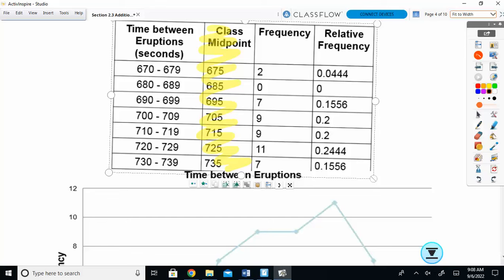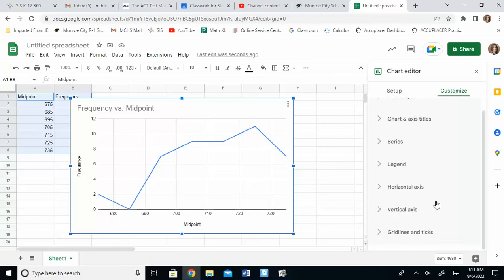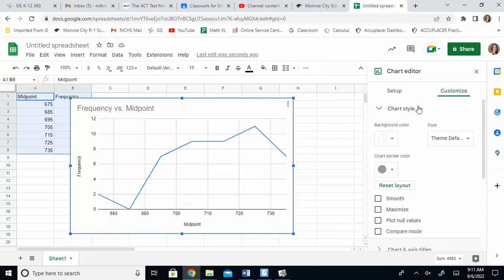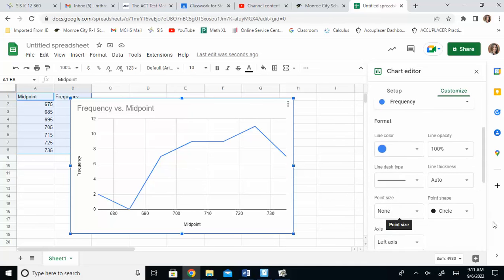So if we wanted to do this in Google Sheets, let's just practice that. Open up Google Sheets. So we can look at different options. You change styles, you can go in and add points, all that stuff. So I'm going to go ahead and add a point, so it's a little more obvious. And so that put my points for my midpoints.